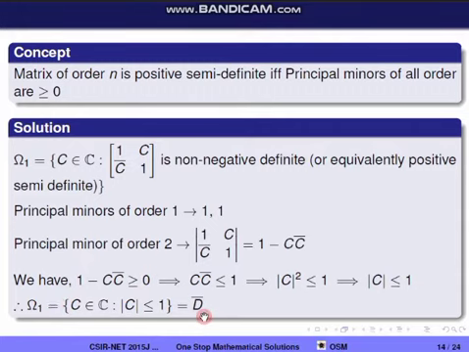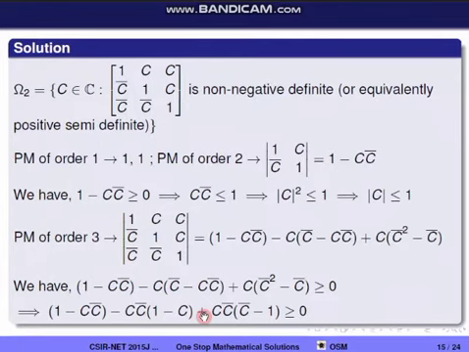Similarly, we'll check it for omega 2. So omega 2 is this set, where the principal minors of all orders will be greater than or equal to 0. So this matrix has principal minors of order 1, order 2, and order 3. Principal minors of order 1 are essentially the diagonal elements. Principal minors of order 2 are taken along the diagonal elements.